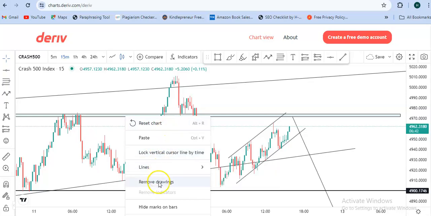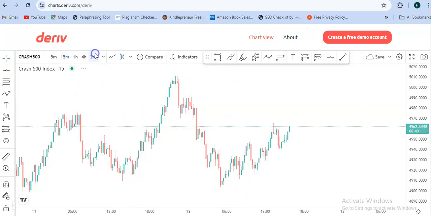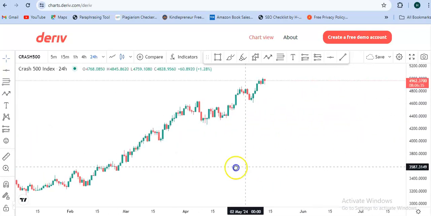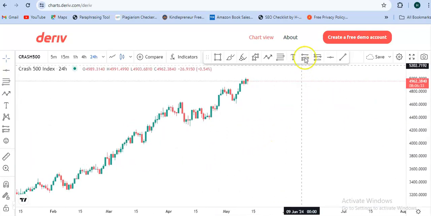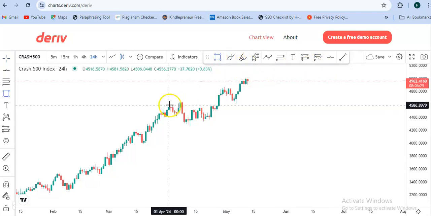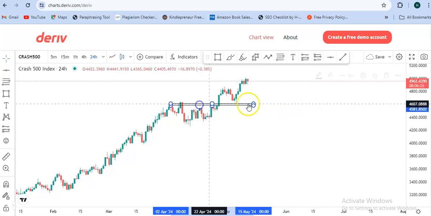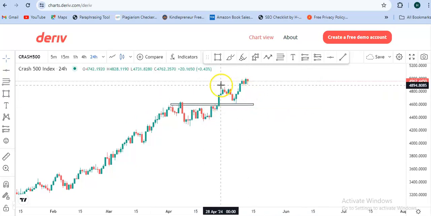Alright, so let me remove the drawings, then I'll go back to the daily time frame because I started from the daily time frame and I have to reset this chart. Now the first thing I have to do here is to mark out my key levels. I can see a key level right here on this chart. That's a key level. This is the first key level I've marked.